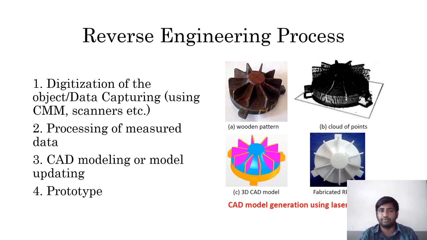Next is processing of the measured data. This is the measured data. It will be processed in three-dimensional modeling software. After that, the model will be transferred into RP machines, or rapid prototyping machines, in order to create the fabricated part. So these are the four steps in the reverse engineering process.